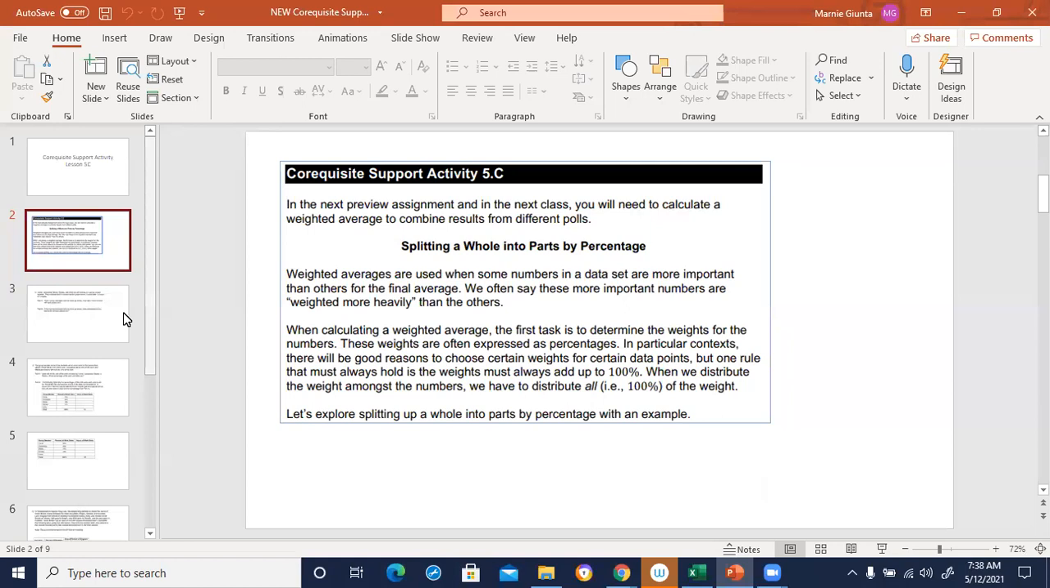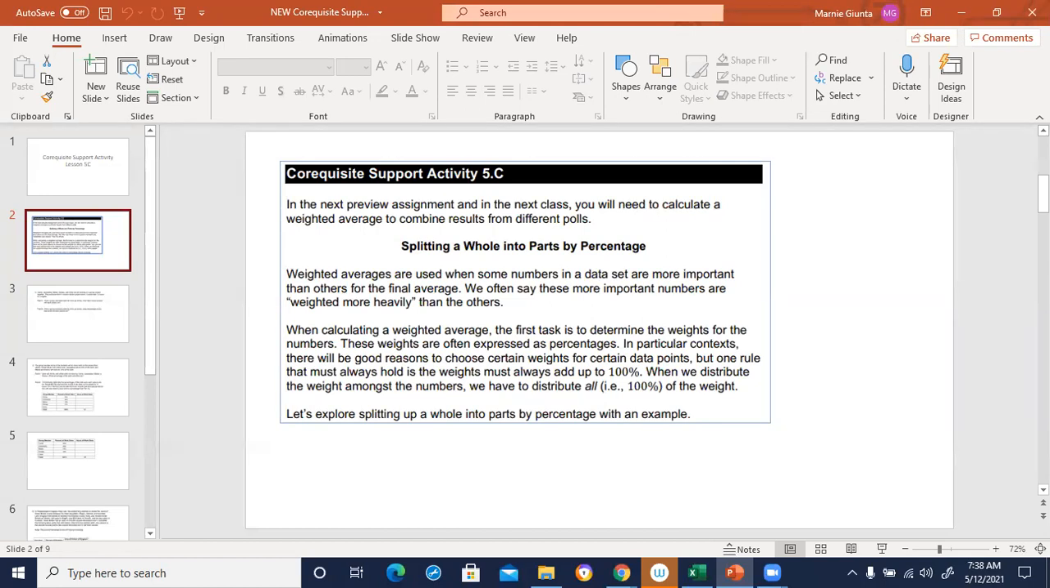Welcome to Lesson 5C. In this lesson, we are going to be working with whole numbers, splitting them into parts, and then translating them into percentages. So why don't you take a moment to pause the video and read the introduction to this lesson, and then come back and we will go through this together.